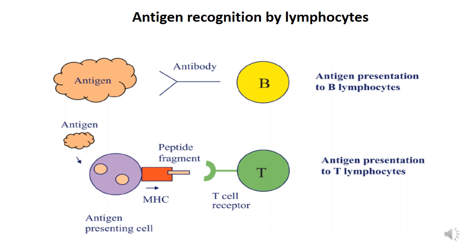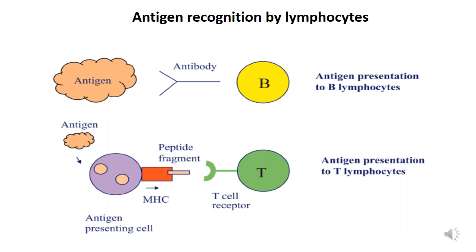The most important thing is to know how an antigen is recognized by the immune system, so an immune response can be triggered. The recognition of the antigen is different between lymphocyte B and lymphocyte T. Look at the figure, please. Lymphocyte B recognizes the antigen directly. How? Through the antibody, which is the membrane receptor of lymphocyte B.